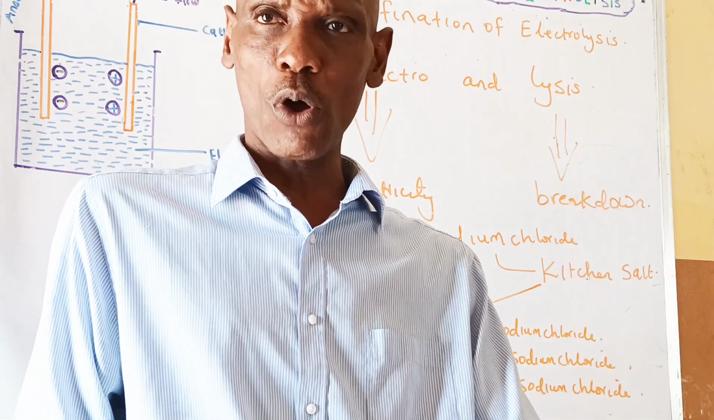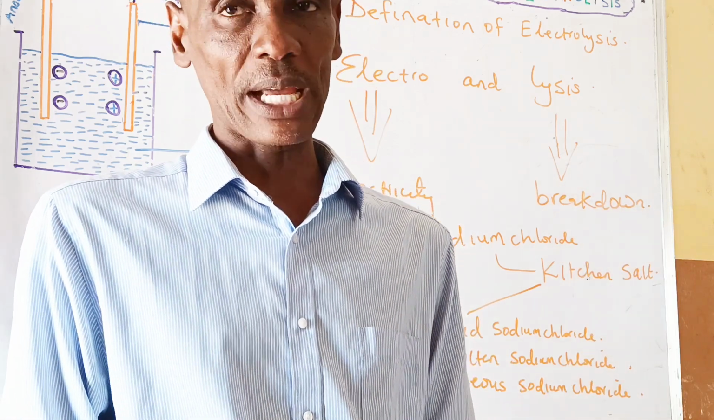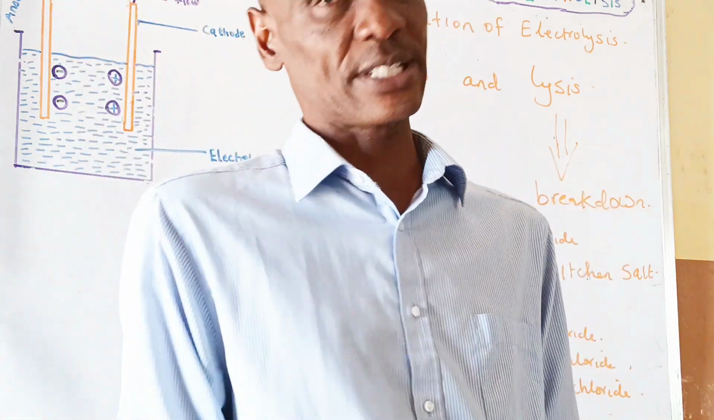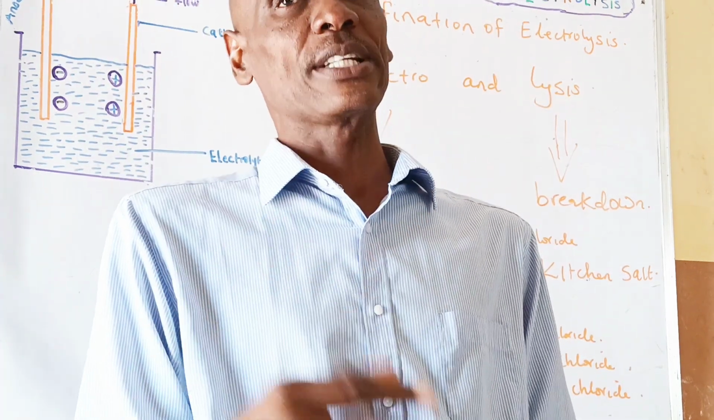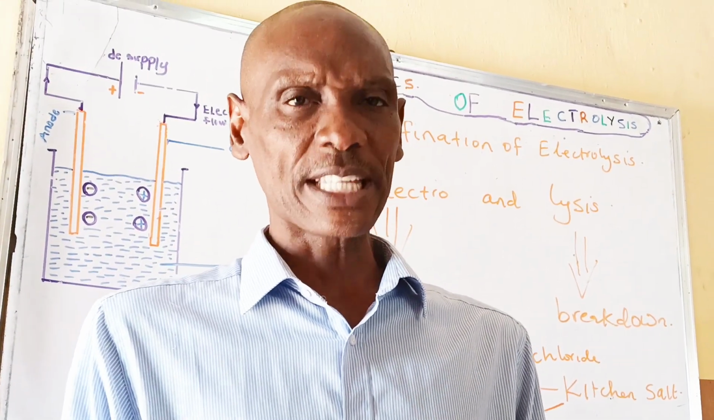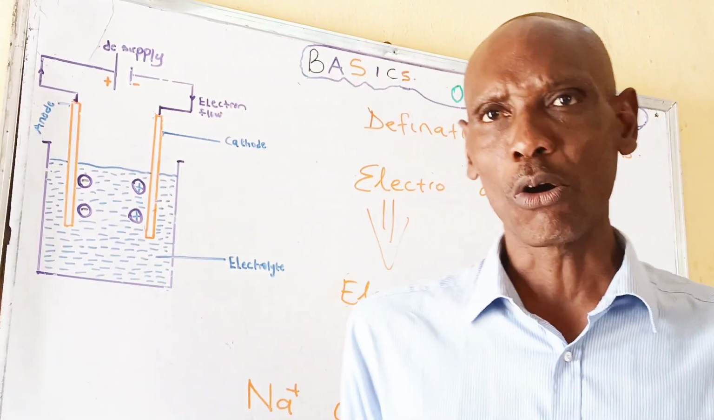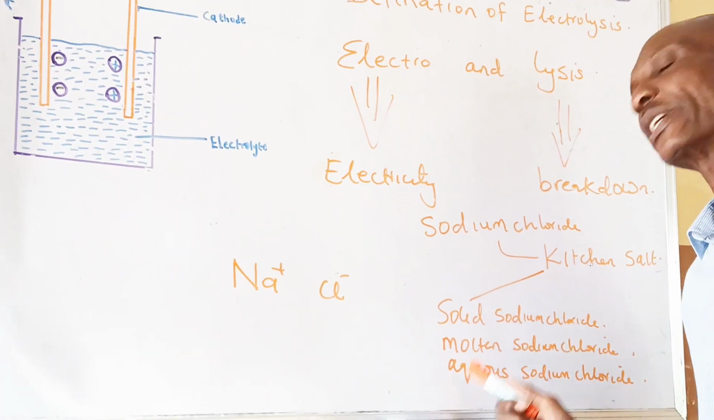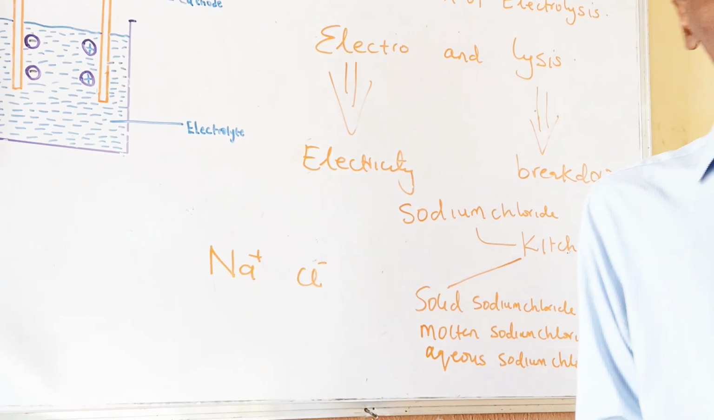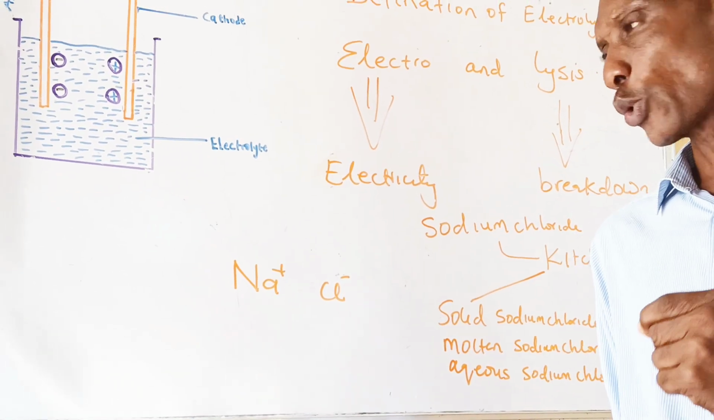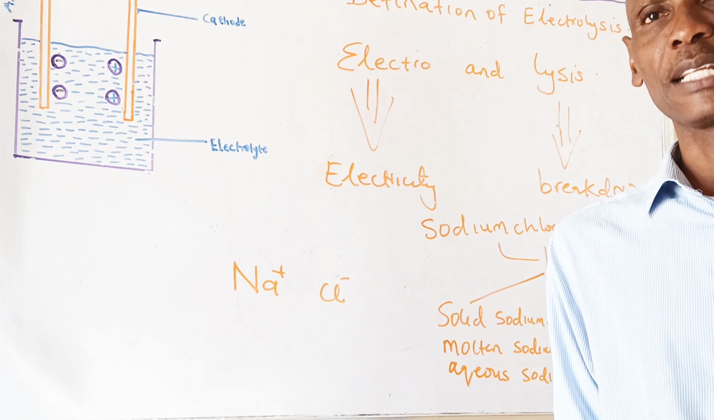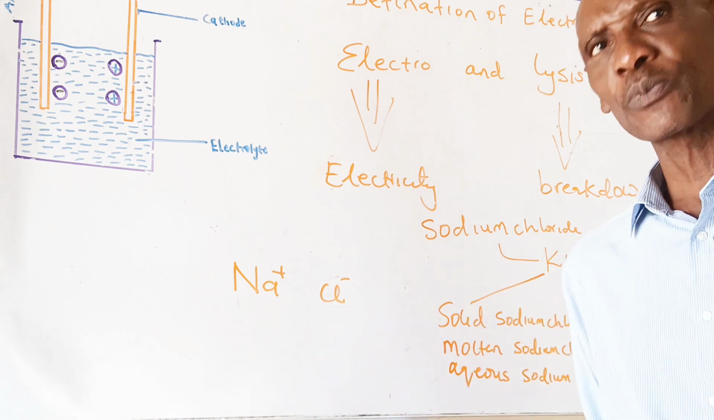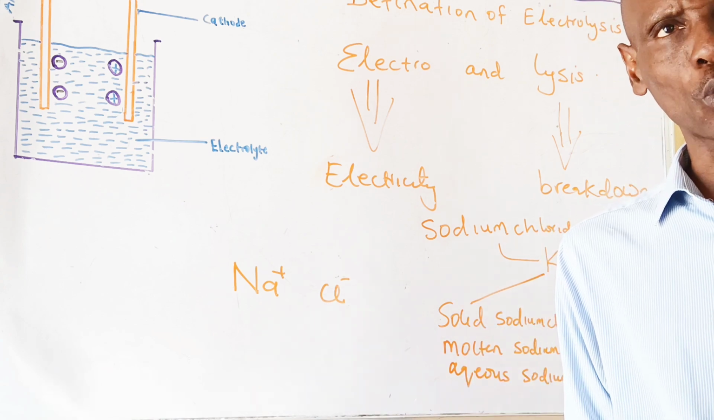Now, in the molten form and the aqueous form of my sodium chloride, where the ions are mobile, they can conduct electricity. In other words, they can allow current to pass through them. Now, in chemistry, substances or chemicals or compounds such as sodium chloride in the molten or aqueous form are referred to as electrolytes. So what is an electrolyte? An electrolyte is a compound in either the molten or aqueous form that can allow current to flow through it.